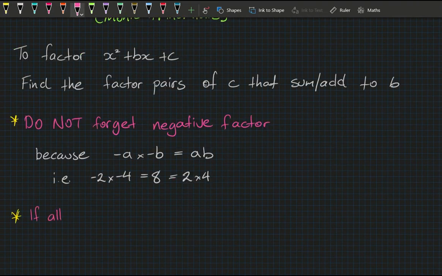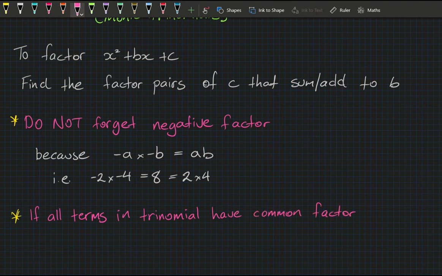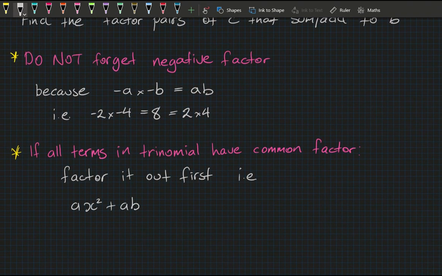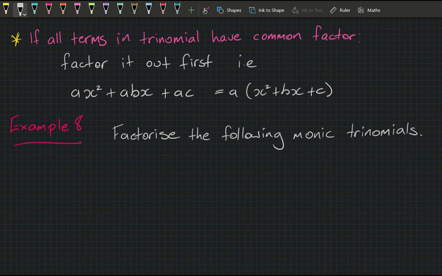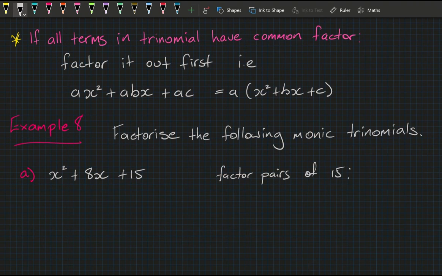And also, if all terms in the trinomial have a common factor, then you need to factor that out first. So for example, a times x squared plus abx plus a times c is equal to a times x squared plus bx plus c. Alright, let's get on with example 8, where we'll be factorising the following monic trinomials. In part A, the trinomial is x squared plus 8x plus 15. So we're going to find factor pairs of 15, and they are 1 and 15, 3 and 5, minus 1 and minus 15, and minus 3 and minus 5.